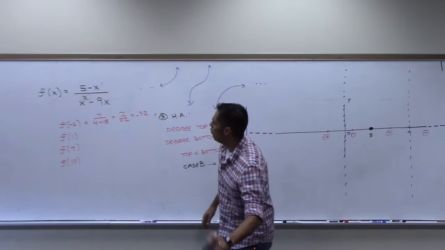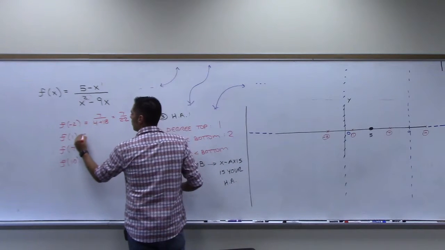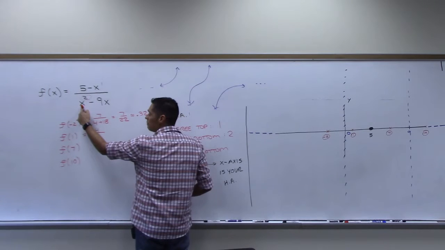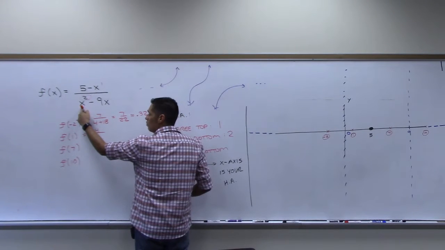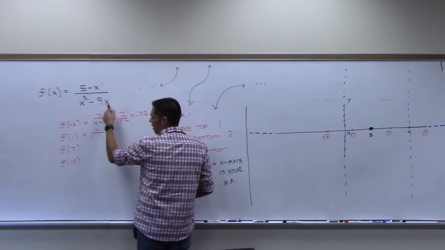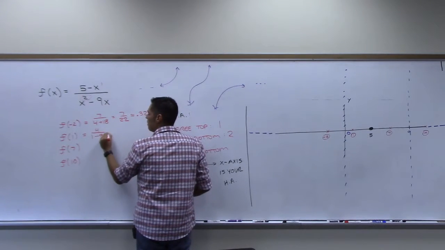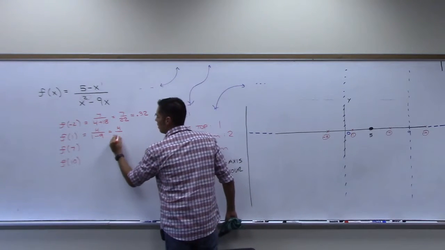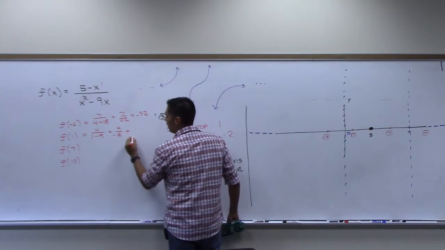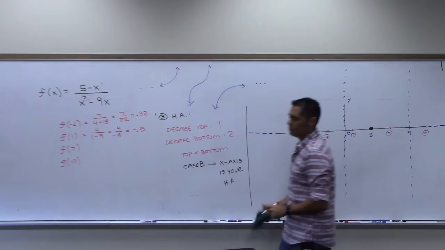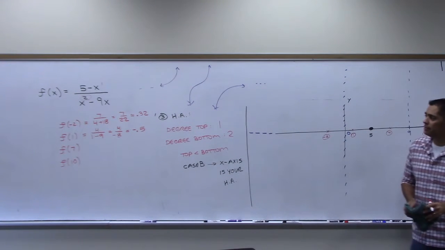All right, how about 1? On top, 5 minus 1 is 4. 1 squared, 1. Minus 9 times 1, 9 times 1 is 9, so minus 9 here. This is 4 over what? Negative 8, which is exactly negative 0.5. Negative 1/2.